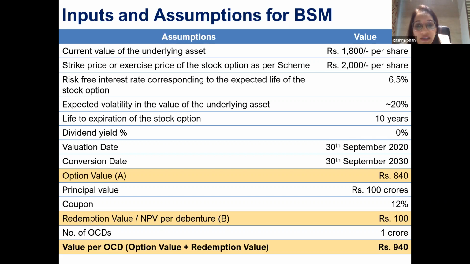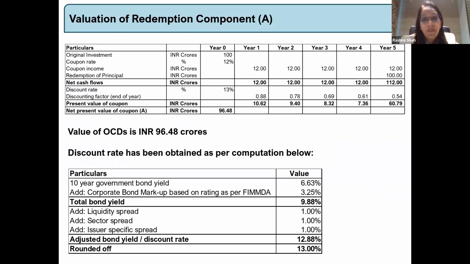The valuation date, the conversion date. So here I have two parts. First is the option value, that is part A. I'll tell you how we got 840. So that is rupees 840. And then we get the NPV per debenture using the principal value and the coupon. That I'm getting as 100 rupees. Number of OCDs are 1 crore. So the value per OCD is 940 rupees. So we'll just see how we got 840 and other elements.